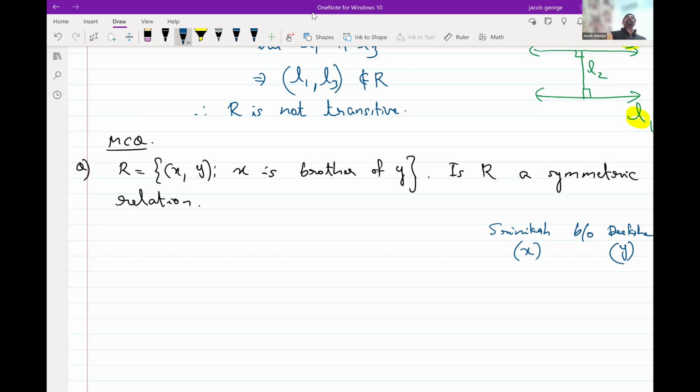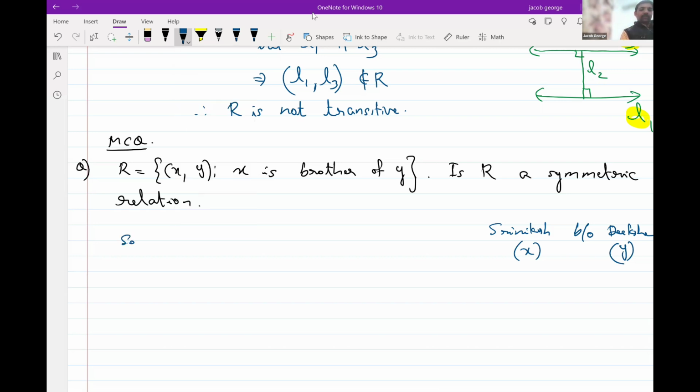Then (Y, X) will be an element, Y will be brother of X. Is it? No. Disha is sister of Srinigesh. If Y is a male, then it is okay, but Y can be a male or female. If Y is a female, Y will be the sister. So it is not a symmetric relation. It was there in a past paper.